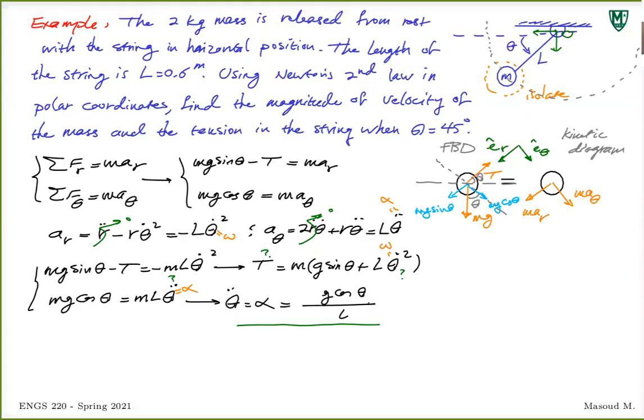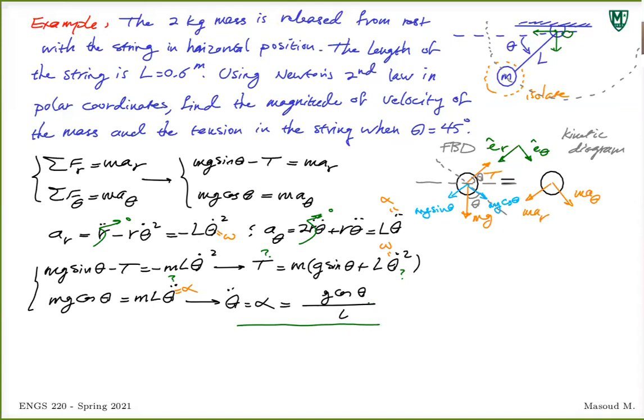We need to find, so remember what the problem is. The problem is we have to find the magnitude of velocity of the mass and tension in the string. Both of them are unknown in the first equation, and the second equation doesn't give us that much. It gives us neither omega or theta dot nor T. So what do we do here?